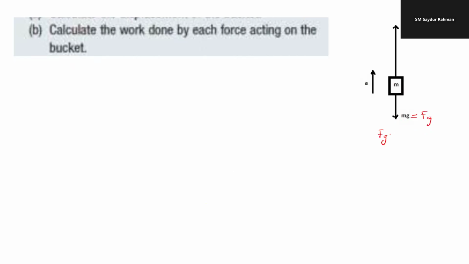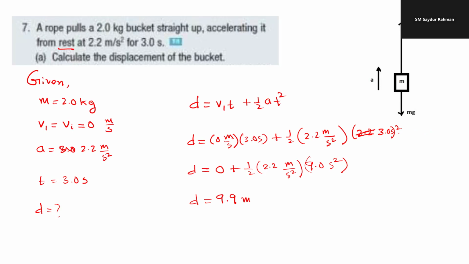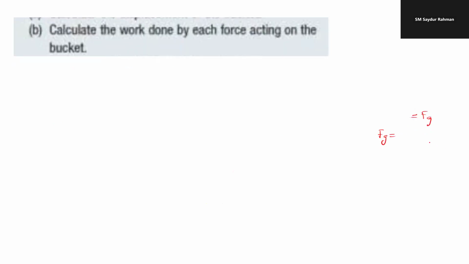Fg is equal to what? Mass is equal to what? If you remember, 2 kilogram, you see that? So Fg, mass is equal to 2.0 kg, and g is equal to 9.81 meter per second square.